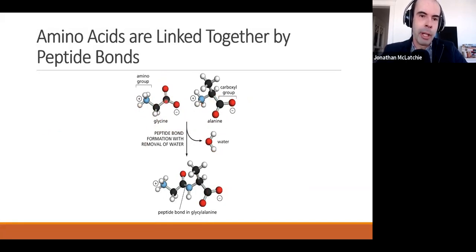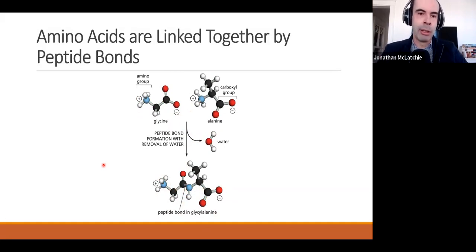And the amino acids all have two ends. They have what's called the amino group, or the N terminus, and they also have the carboxyl group, or the C terminus. And these link together, they give off water. It's known as a condensation reaction to form a peptide bond. And this is glycylalanine. So glycine and alanine have linked together, and there's a peptide bond formed in the middle. And so that's what proteins are comprised of.